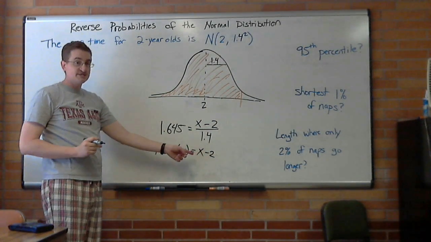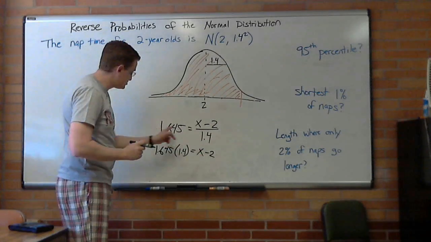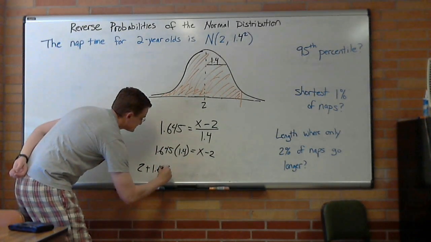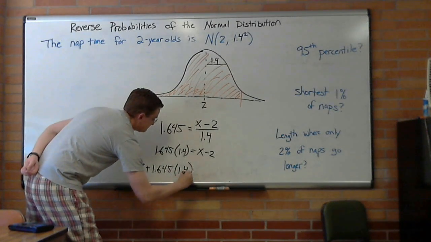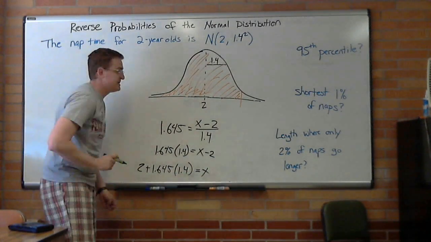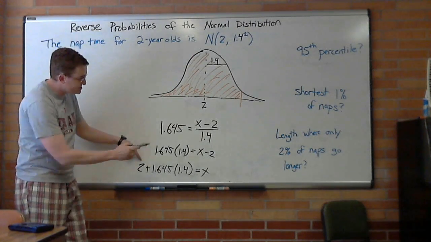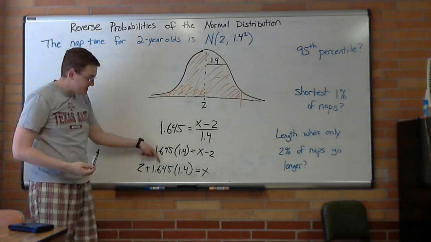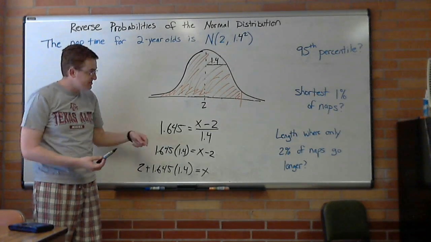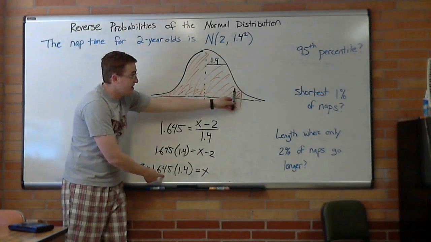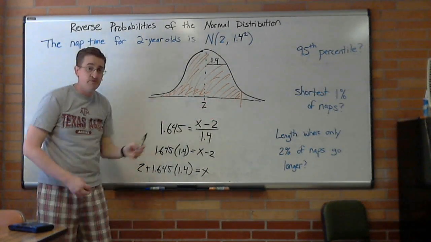If I'm trying to get x alone, my next step would be to take 2 to the other side, so that I have 2 plus 1.645 times the 1.4. That's how I get my x. This equation right here actually makes sense. We're going to start at 2, which is our mean, and then I'm going to move this many standard errors. I'm going to move 1.4, and I'm going to do it 1.645 times, and that'll land us right where we were.